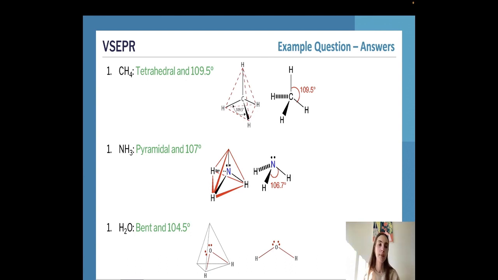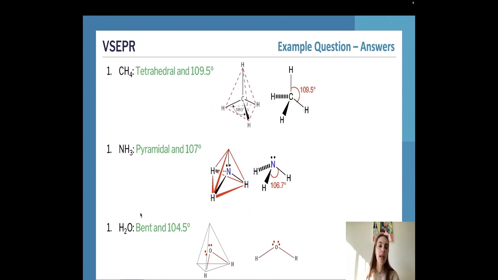Our next one is ammonia, or NH3, and we can see that this has a pyramidal shape and has a 107 degree bond angle. With this here, we've got our Lewis diagram, and then we've got our 3D VSEPR diagram. We can see that we've got this lone pair here on the top, and this lone pair is repelling the hydrogen atoms downwards, and that has resulted in this 106.7, rounded up to 107 degree bond angle.